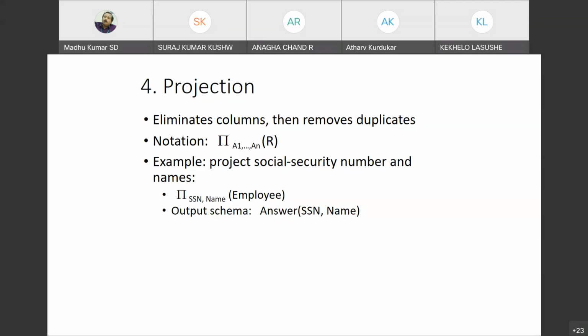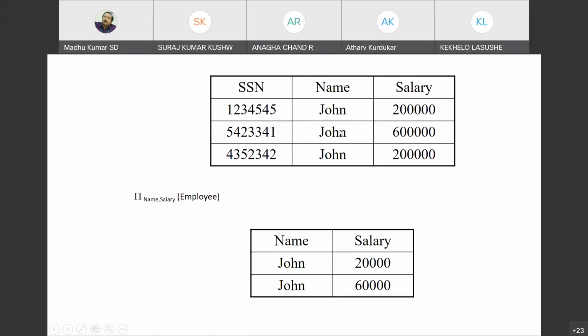All right. So the notation is pi A1 to AN of R, where A1 to AN are all columns of relation R. Here you can see an example where you are projecting the social security number and name of employees. So the output is going to be a table with two columns, SSN first and name second. So it is shown here. You are projecting two columns.